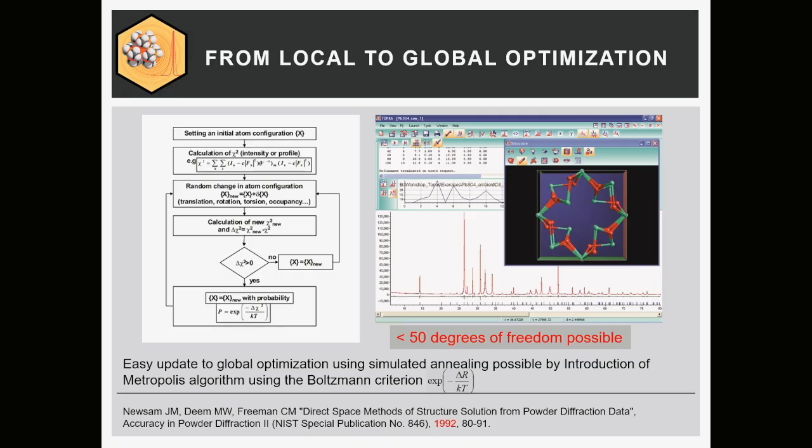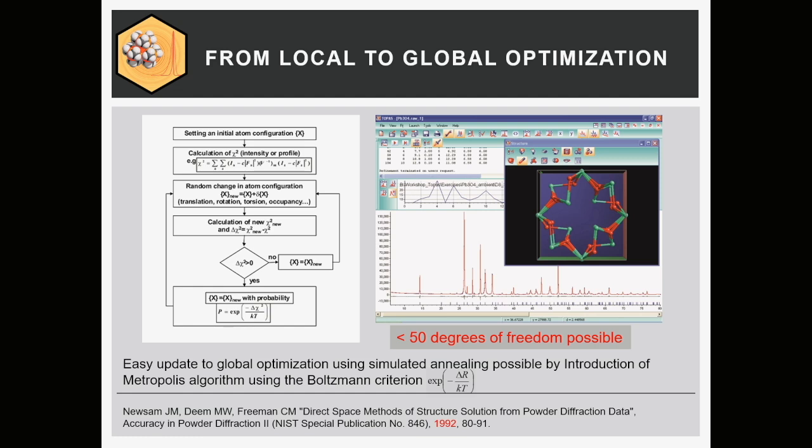It could change the x, y, z position. It could change the displacement factor. If you have rigid bodies, it could rotate and translate rigid bodies, and so on, and so on, and so on. And then it's calculating a new chi-squared. And then it's comparing the old and the new chi-squared. If it's better, it's great.